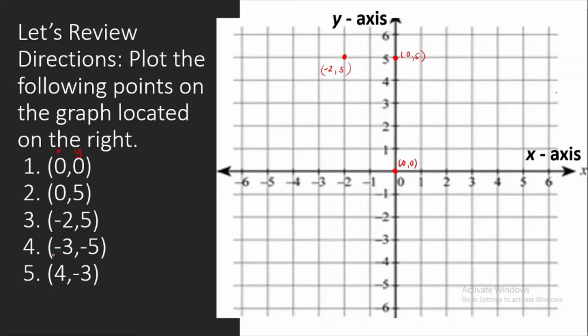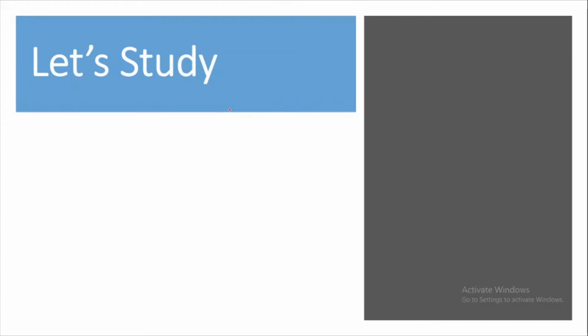For number 4, we have (-3, -5). From our x-axis, it's negative 3, and for our y-axis, it's negative 5. So this is point (-3, -5). And for the last, number 5, we have (4, -3). So 4 and then negative 3. This is point (4, -3). Again, that is how we plot points in our Cartesian plane.